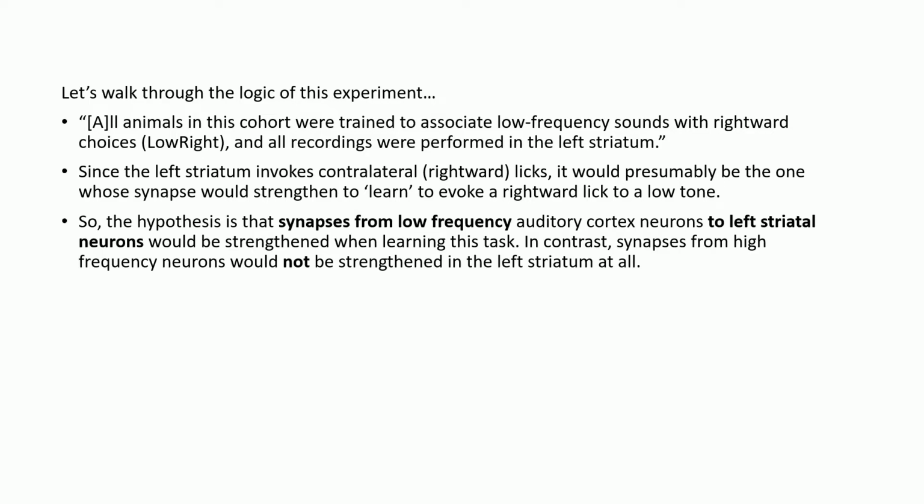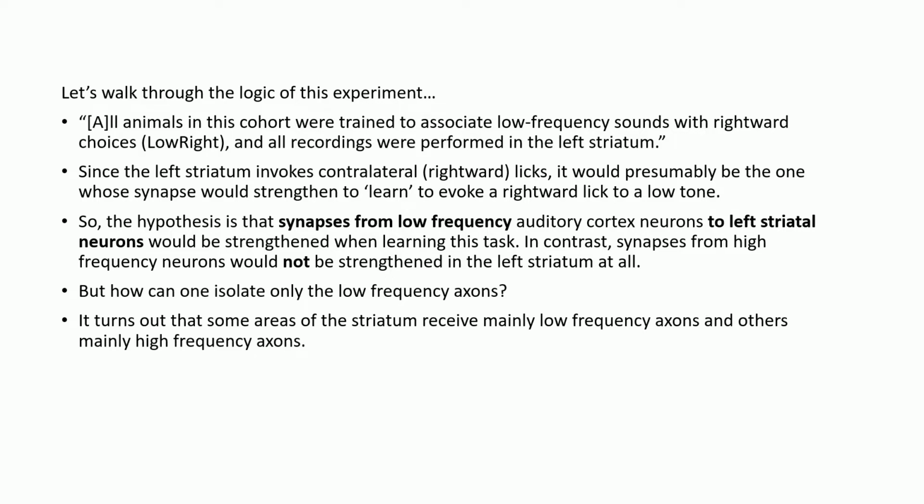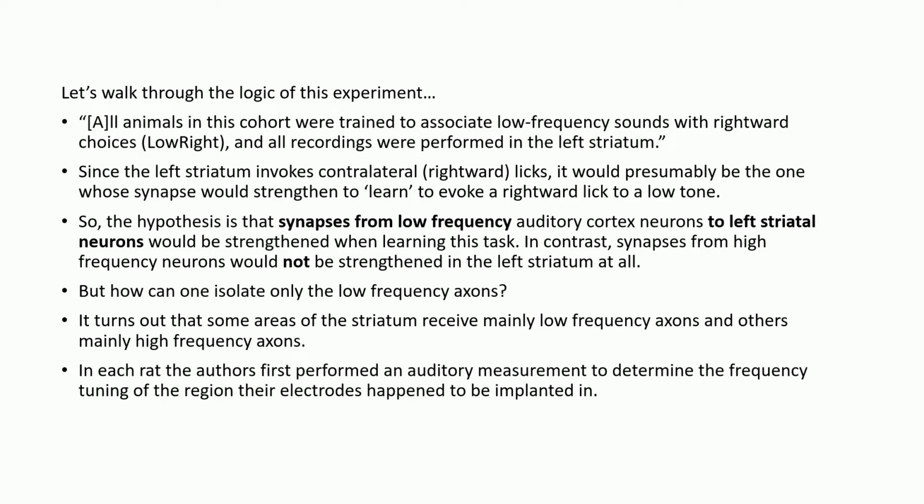So the hypothesis is that synapses from low-frequency auditory cortical neurons to left striatal neurons would be strengthened when learning this task. In contrast, synapses from high-frequency neurons would not be strengthened in the left striatum at all. But how can one isolate only the low-frequency axons? It turns out that some areas of the striatum receive mainly low-frequency axons and others mainly high-frequency axons.